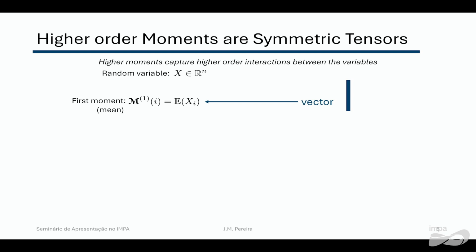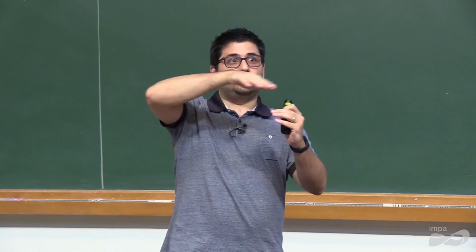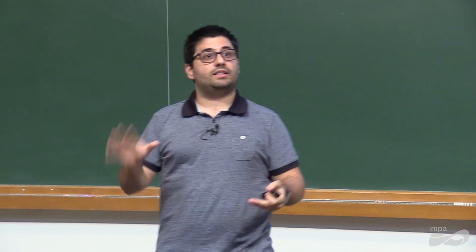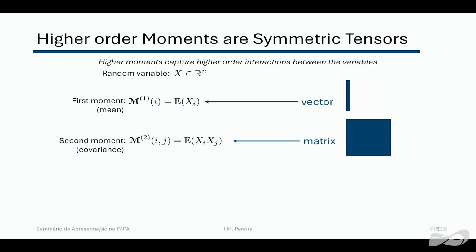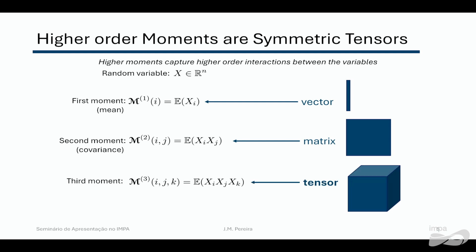Second moment, it's going to be a matrix. The second moment is called the covariance. It's going to capture pairwise correlations between the entries. So for each element of the vector on the row and each on the column, you store it in a matrix, comparing all these pairwise correlations, so you have a matrix. We have the first moment, the second moment, and now we can have the third order moment, which captures interactions between triplets of variables. And now that looks like this, and so now we have a tensor.